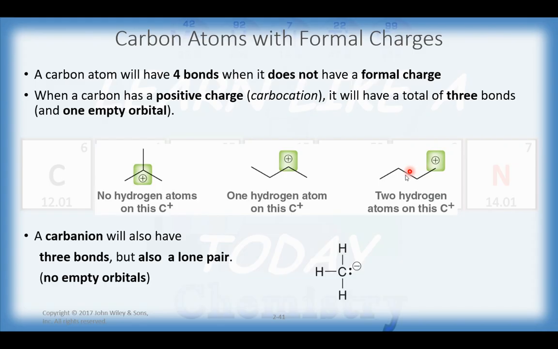A carbanion is when you've got three bonds to the carbon and then a lone pair, so you don't have any empty orbitals here. And that additional electron is what provides carbon with that formal charge of -1.